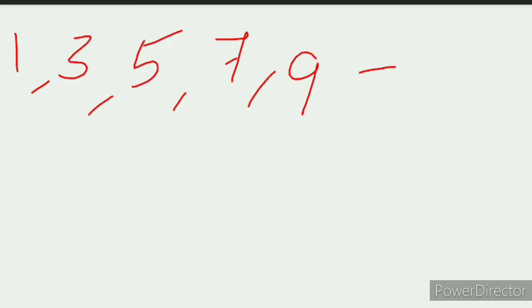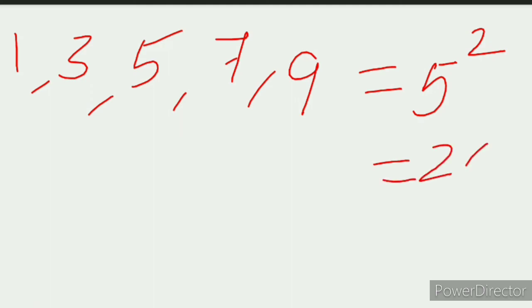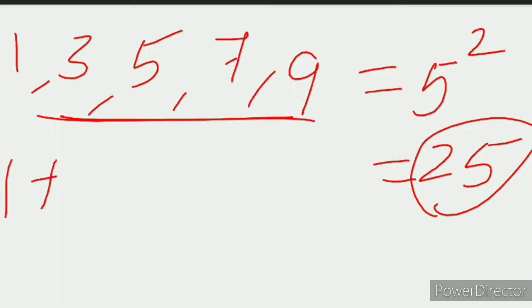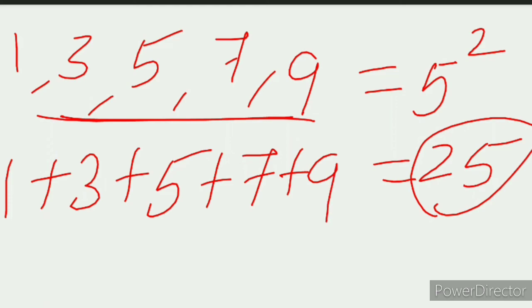Next, the sum of first n odd natural numbers equal to n square. Look at the main words here, odd natural numbers. For example, the first 5 odd numbers: 1, 3, 5, 7, 9. How many odd numbers here? 5. That is 5 square. How much is it? 25. What is this 25? The sum of these odd numbers, that is 1 plus 3 plus 5 plus 7 plus 9.